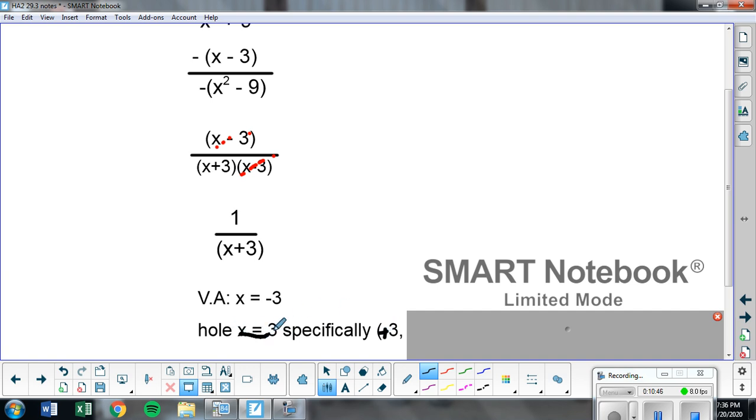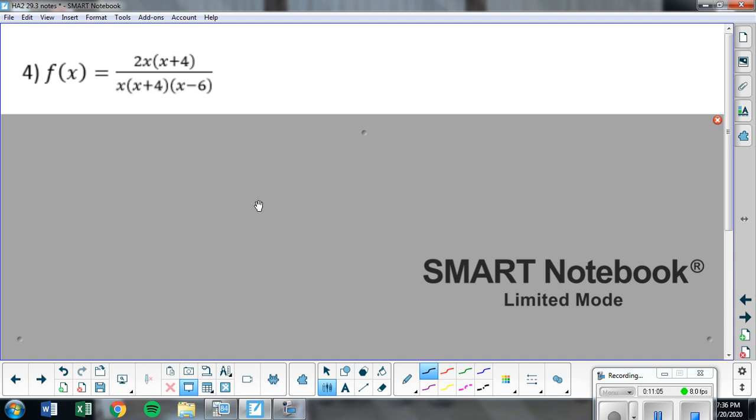We don't want to write this for our final answer. And then go ahead and plug 3 in here. So it's going to be 1 over 3 plus 3, which is 6. So 3 comma 1/6 is the hole.